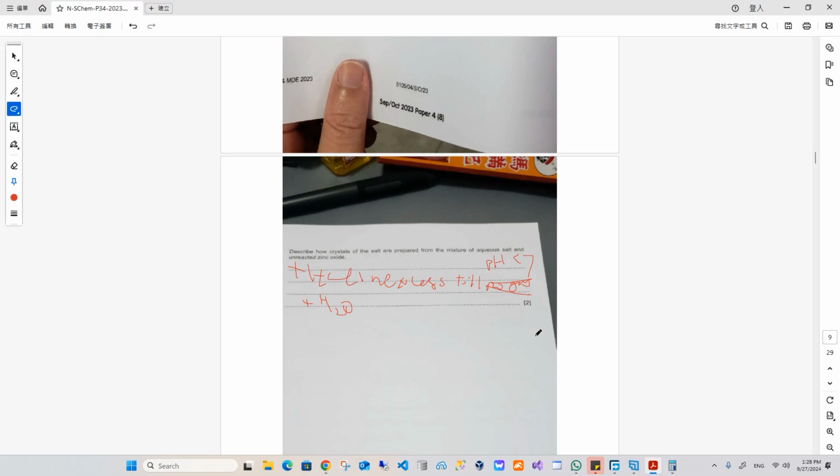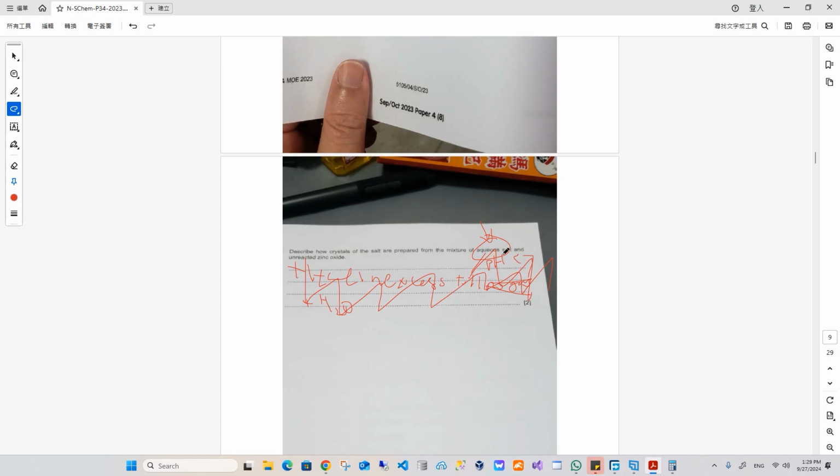This is very tricky. I got the zinc chloride. This paper is not simple. Okay, so let's do it again. Assuming the mixture of this aqueous salt. Oh yeah, they give you this word. They give you this good word. Actually it tells you this salt is soluble.